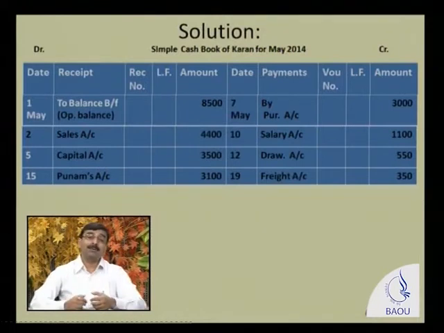Ultimately, cash received must be recorded on the receipt side. So see, on the receipt side, in the cash account we are preparing, the opposite name is Poonam, the date is 15, by to Poonam account, and in front of Poonam it is written 3100, because we received the amount from Poonam. Here it is written Poonam's account.